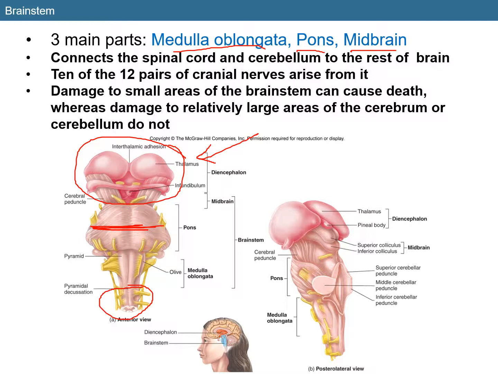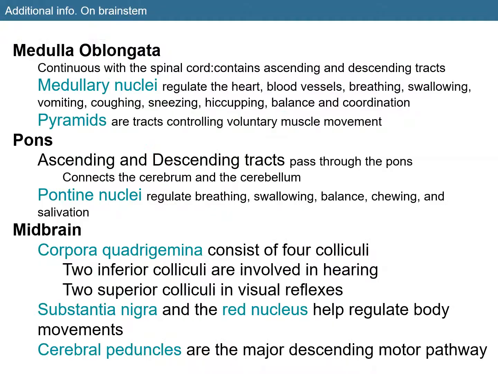And damage, again, to that small area of the brainstem can cause death if it's more inferior, okay? And we'll talk about things like control of breathing, but also being awake, right, conscious, the reticular formation, other things that are located down in these more distal and inferior regions of the brain.